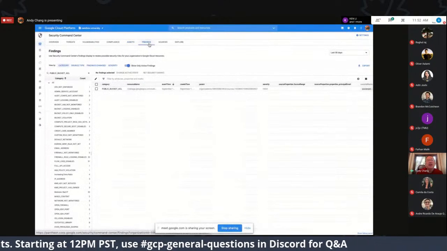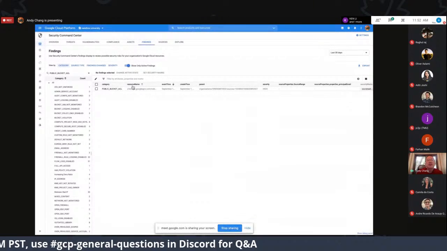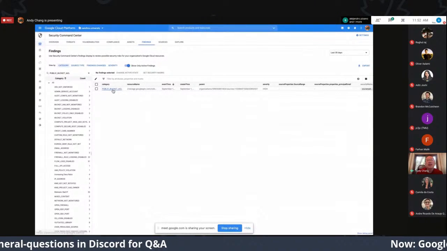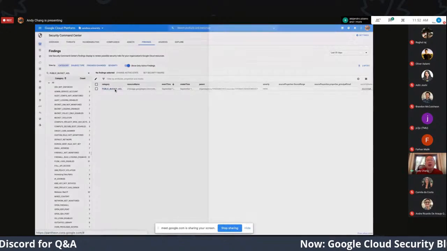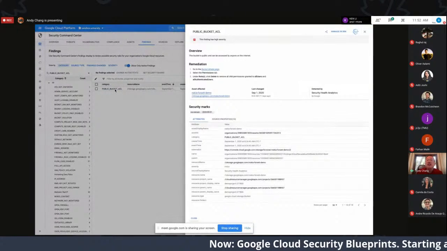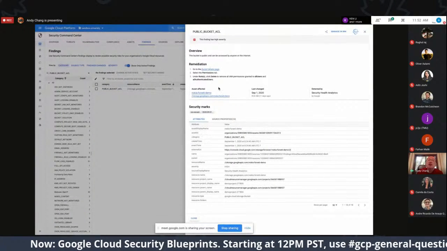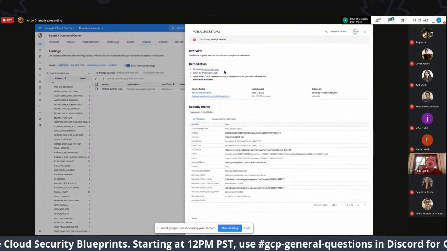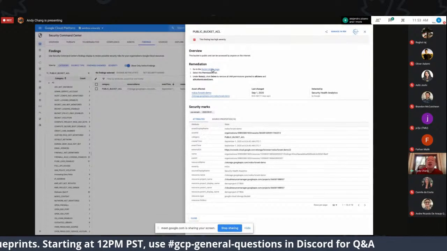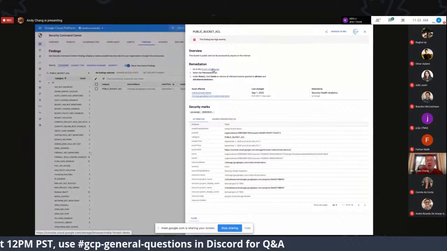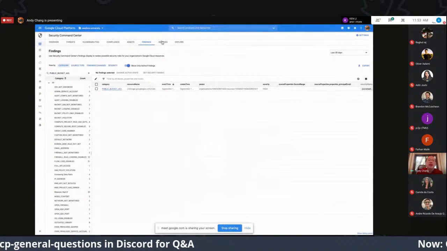And then we similarly do that for the finding. What I've pre-filtered here is a finding for a bucket that has public access enabled. So now this is a publicly accessible bucket. It's a high severity finding. We give you guidance on how you might fix this, and you can actually click in here, get to the specific bucket, and immediately make that change.